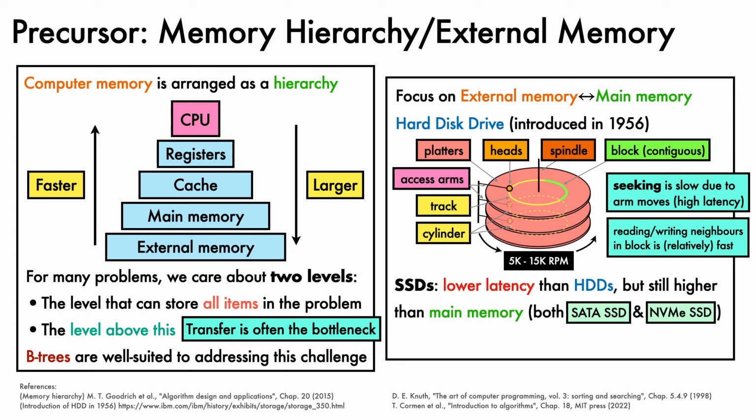This is true for both SATA SSDs and the increasingly popular NVMe SSDs that increase throughput by using PCIe sockets. Similarly to hard disk drives, SSDs also use blocks for data access. So accessing multiple neighbors within a block is much faster than accessing multiple neighbors across different blocks.